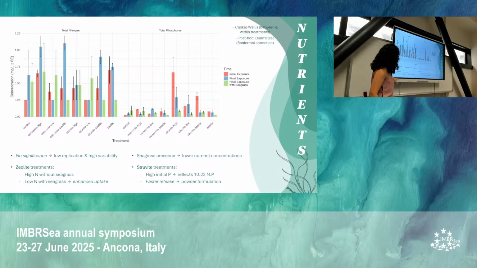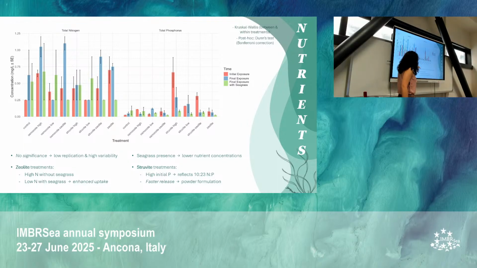But when seagrass was present, the content of nitrogen was lower. This could mean that there was an enhanced uptake of nitrogen when zeolite was added, or the nitrogen was more in a plant-accessible form for seagrass to obtain.